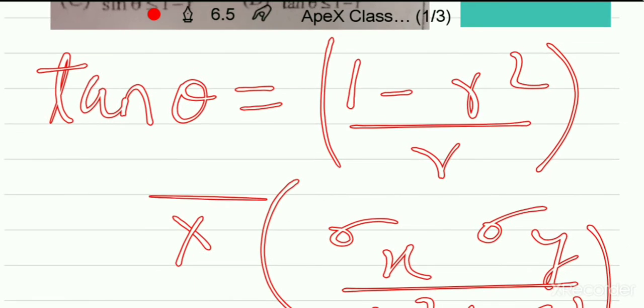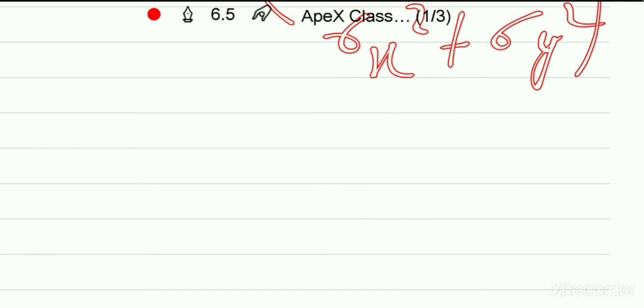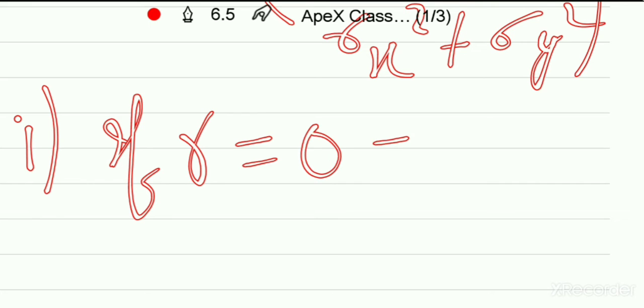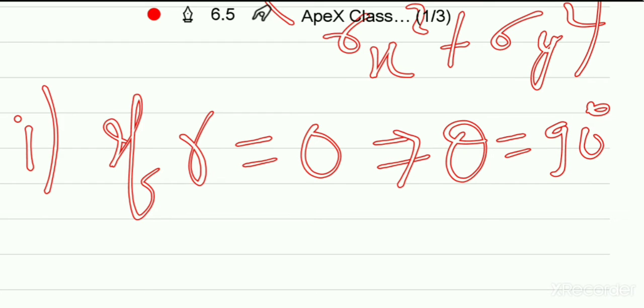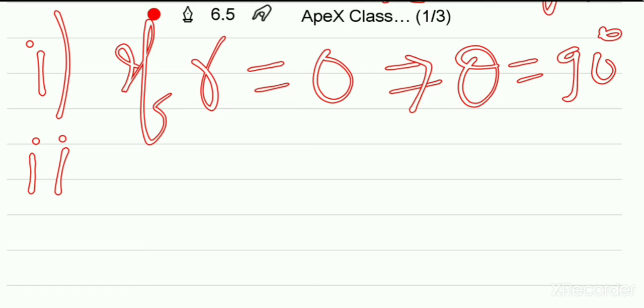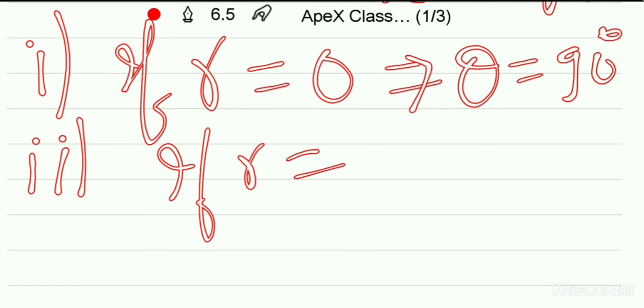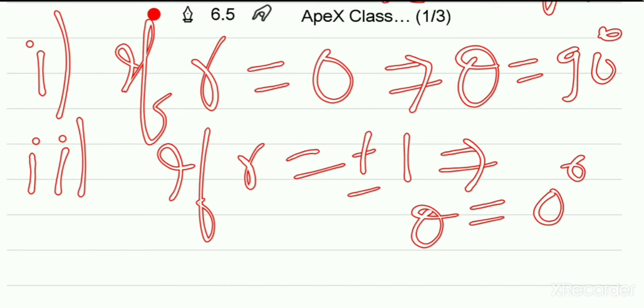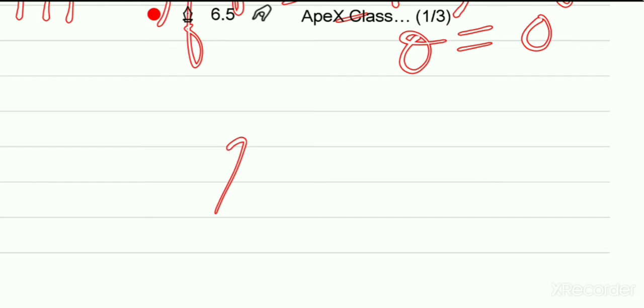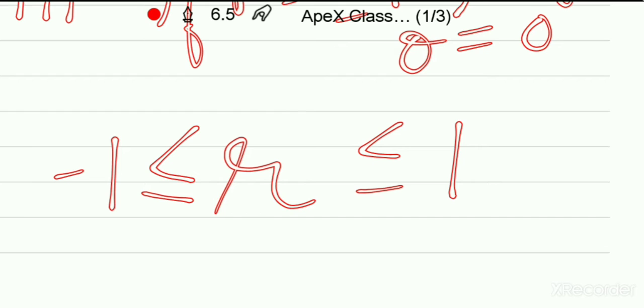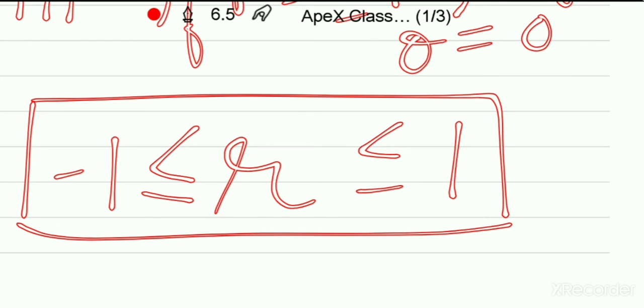Now as you see, the formula is very big but the options given are very small, which means we have to use two more relations. Number one, if r is equal to 0, this implies theta will be 90 degrees, which means the lines will be perpendicular. And second, if r is equal to plus minus 1, this implies theta will be 0 degrees. We also know that the value of r should never exceed minus 1 and 1. This is the range of r.